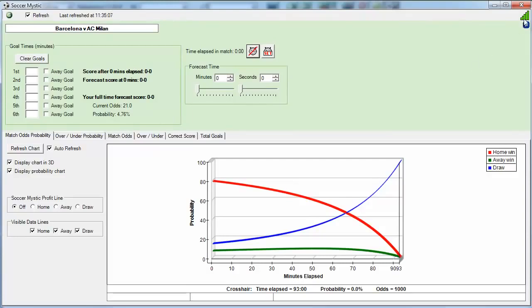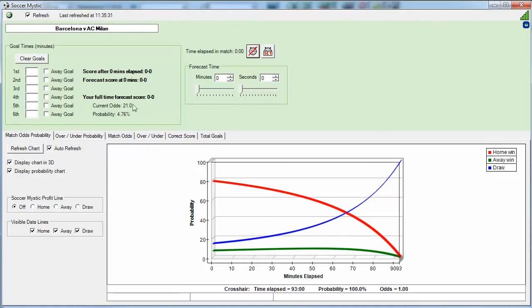So you can see up here we've got a signal strength indicator, and that's at 5, which indicates that there's an acceptable level of data and information that Soccer Mystic can gain about this market. If you have less than 5 bars, then the information is going to be less reliable. And basically that's based upon liquidity really of the underlying markets. So because this is an important Champions League match, liquidity is high.